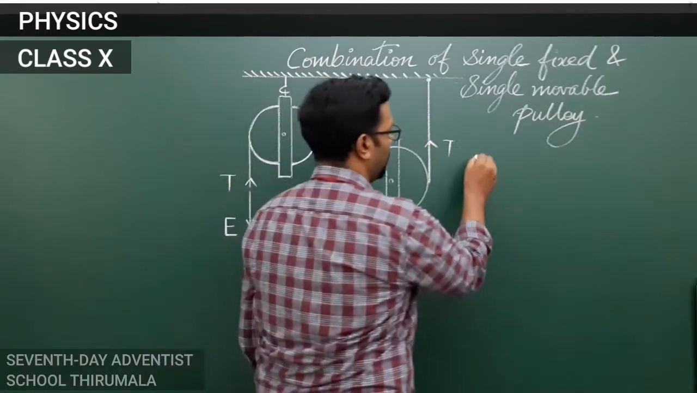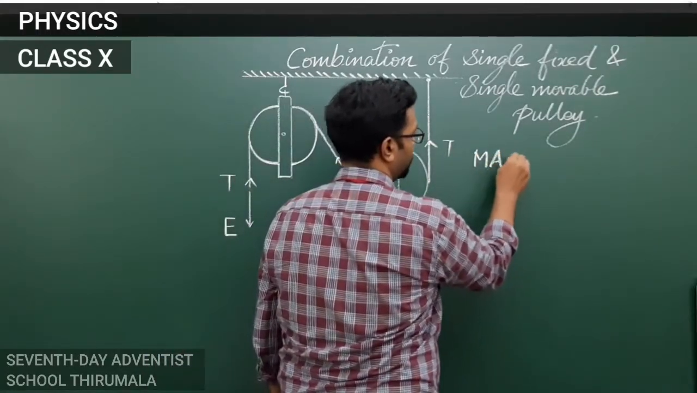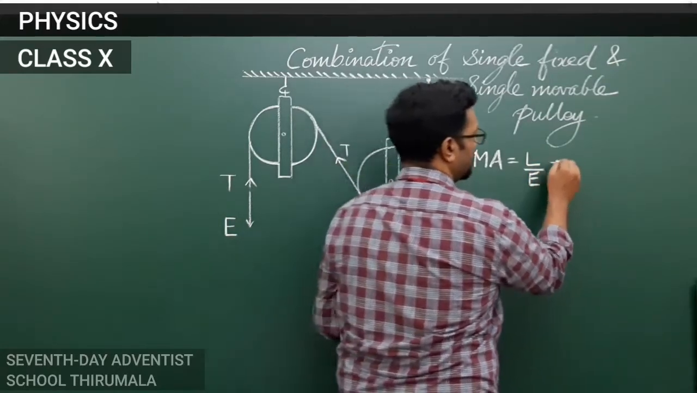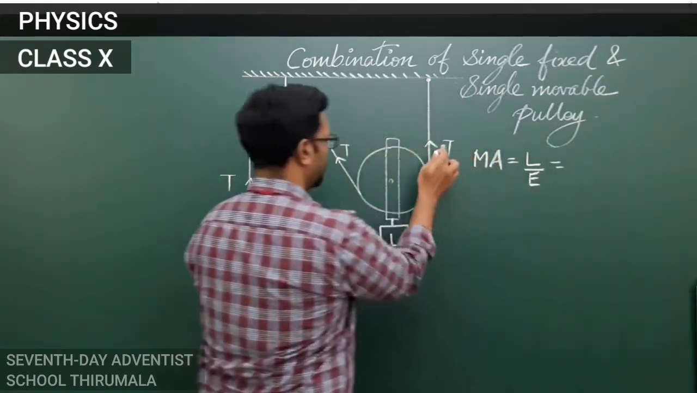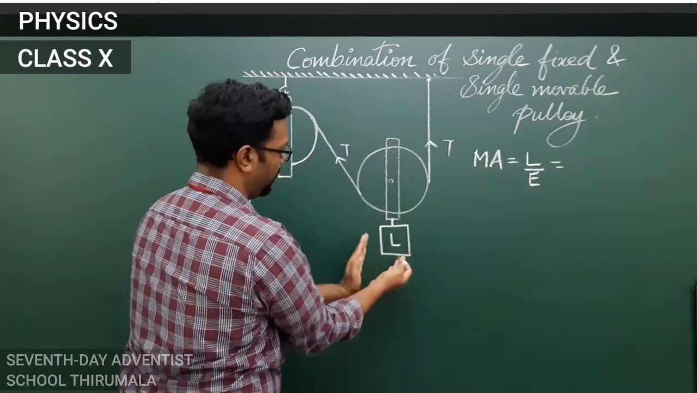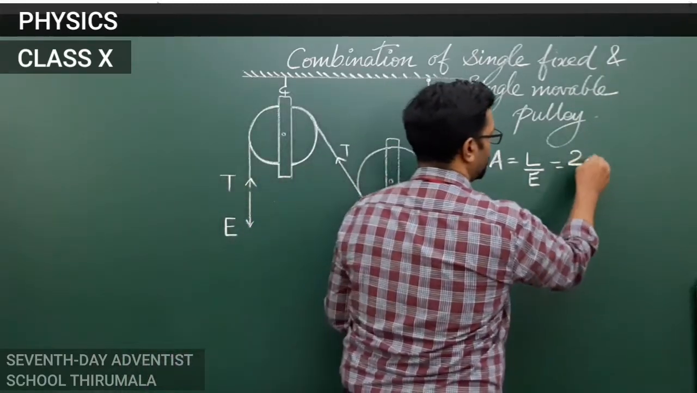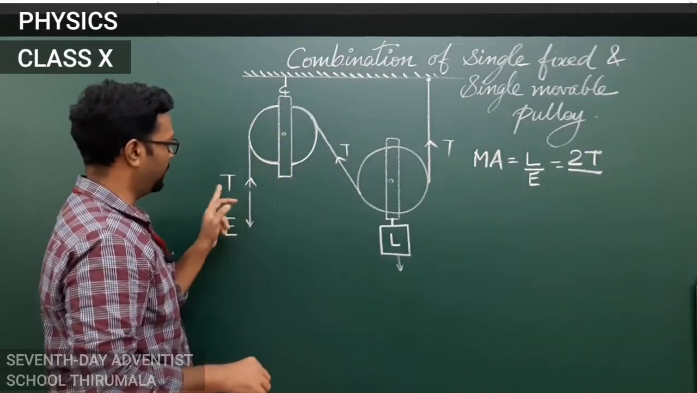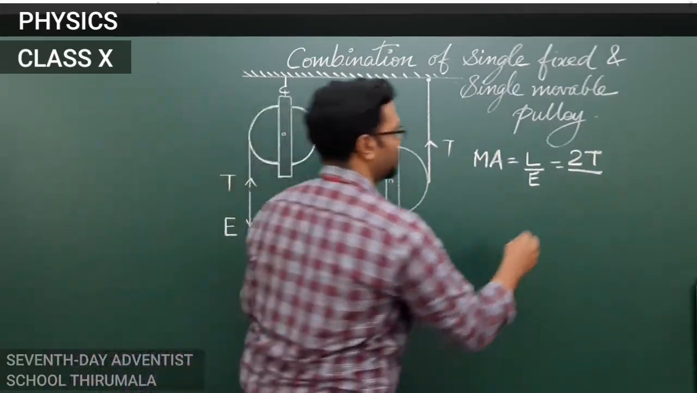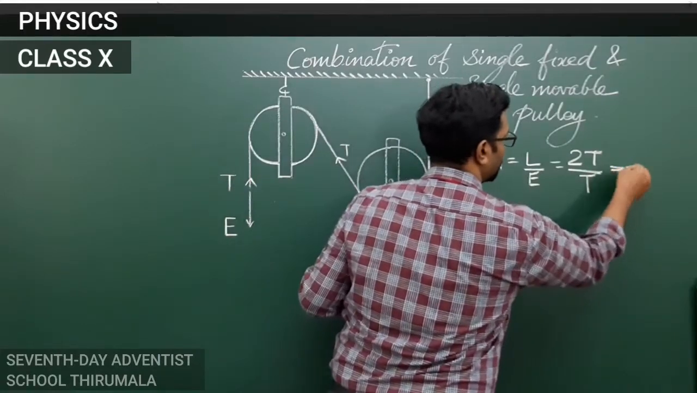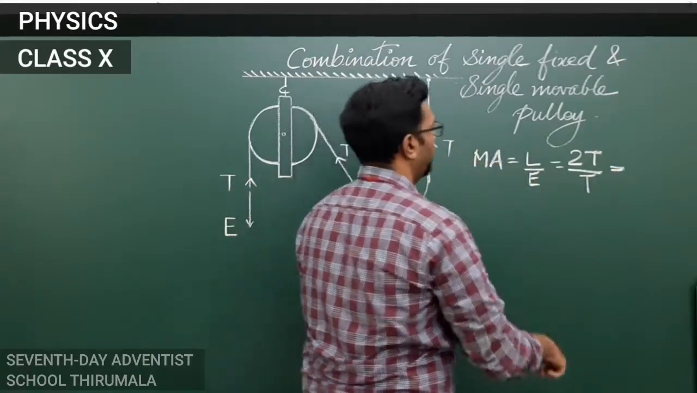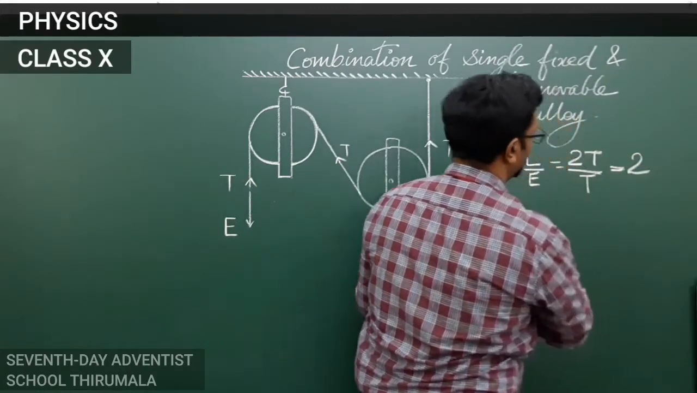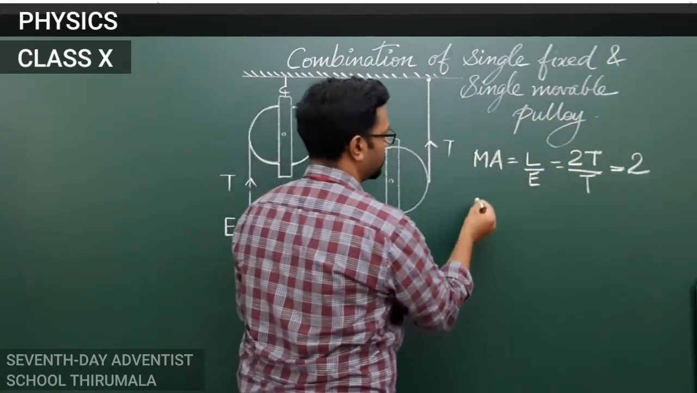So if we are calculating the mechanical advantage of this pulley, MA is equal to load by effort, which is equal to load, that is tension plus tension. Two tensions are supporting the load. So 2T divided by the effort side, which is supported by just one single tension, T. So we get the mechanical advantage to be 2.